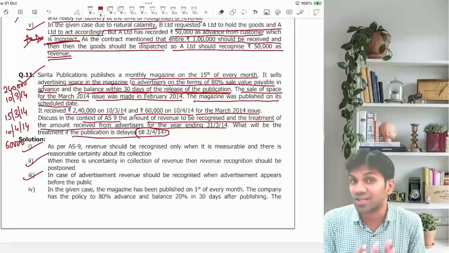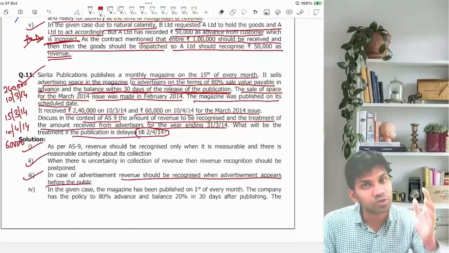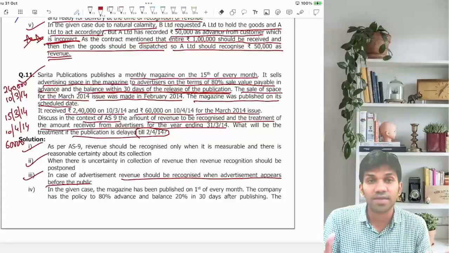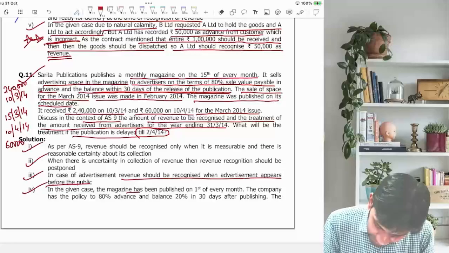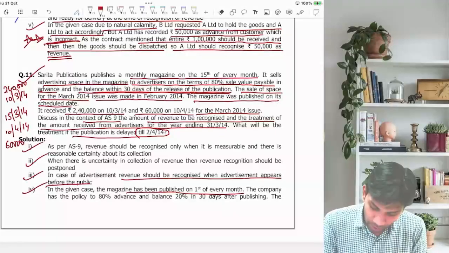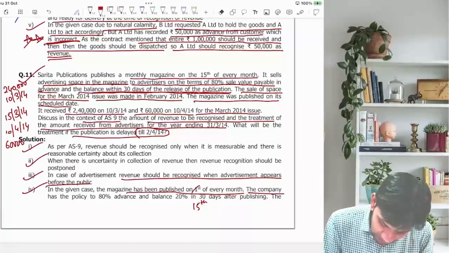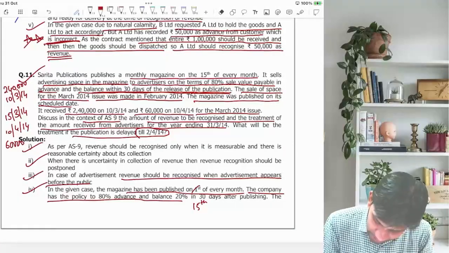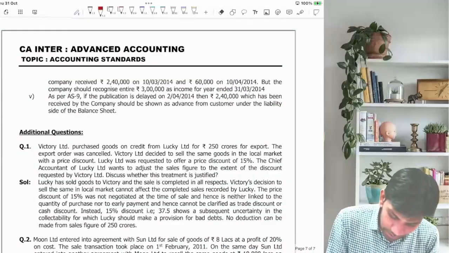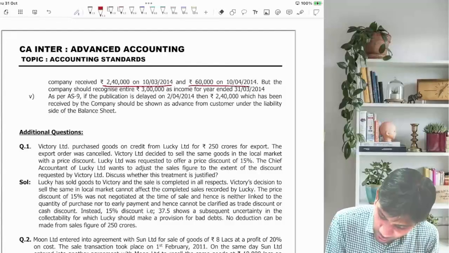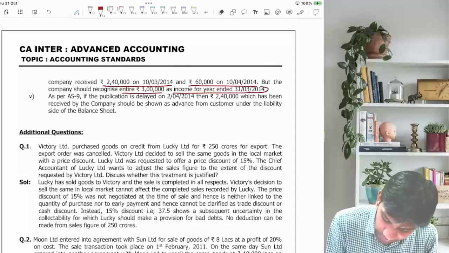In case of advertisements, revenue should be recognized when the advertisement appears before the public. We have also discussed this in the previous video. In the given case, the magazine is published on the 15th of every month. The company has a policy of 80% advance and the balance 20% within 30 days after publishing. The company received 2,40,000 on 10th March and 60,000 on 10th April. Yet the company should recognize the entire 3 lakh as income for the year ended 31st March 2014.